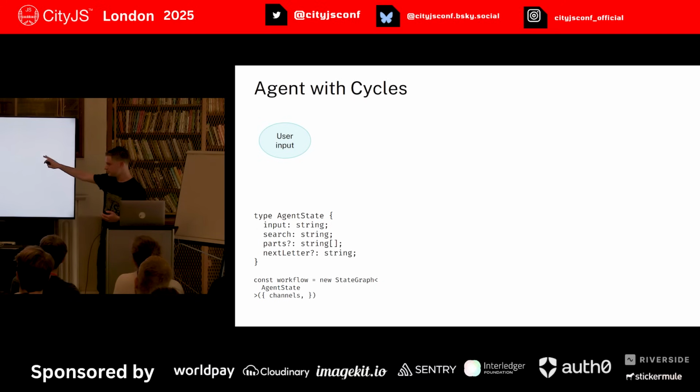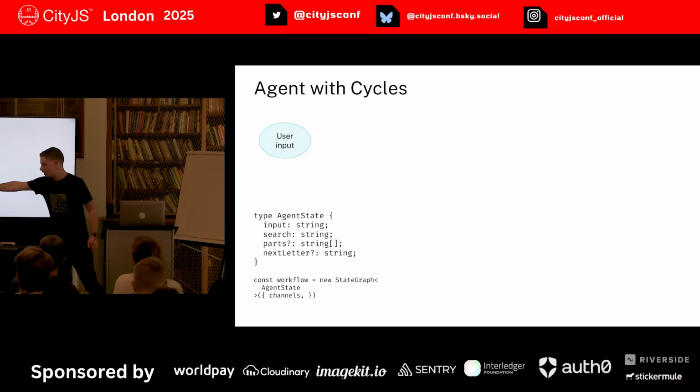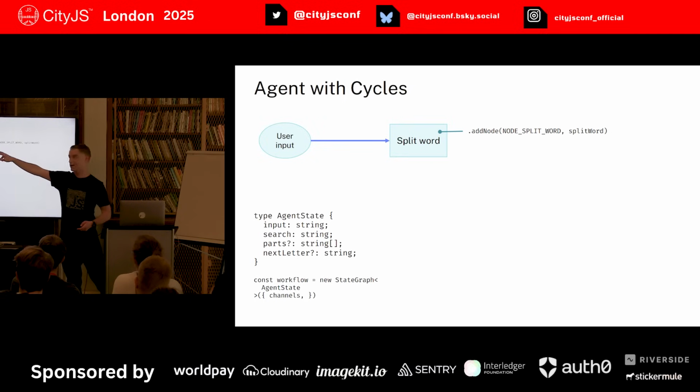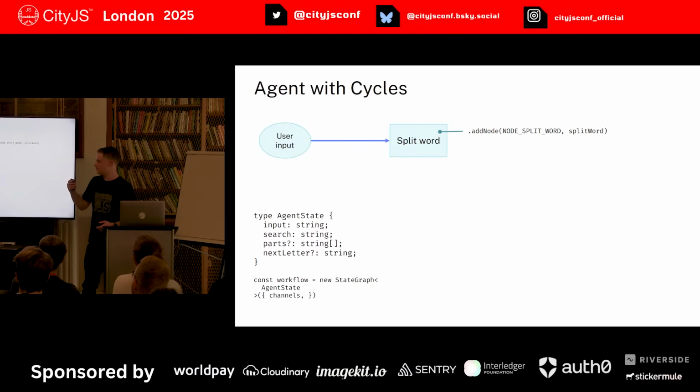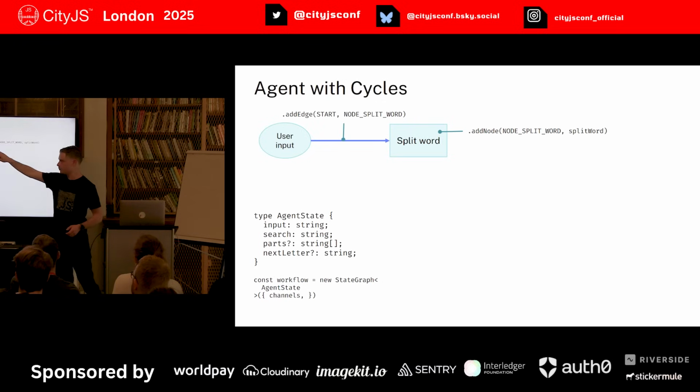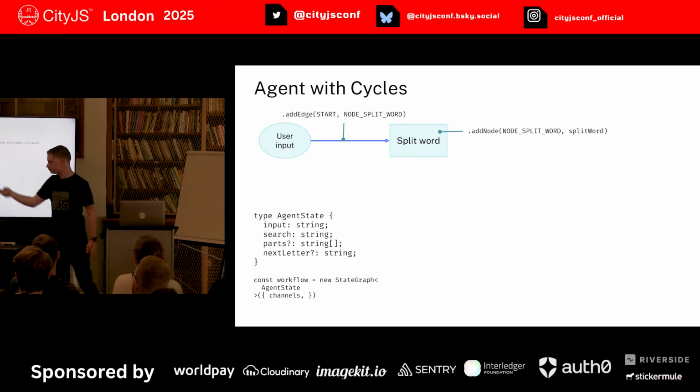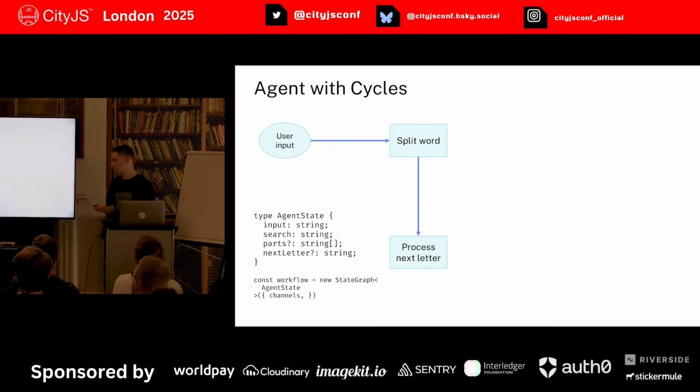So we start off with a user input. In this case, we've got our agent state. And then it's the job of these nodes in the LangGraph graph to basically receive that state and then return a partially updated version of that state. So first we split the word, and then we can define that we create an edge between the input, the start node, and this reference here. And then we can define what we do next. So we next want to basically take the next letter from the parts array, pop it off, and then add some reason.